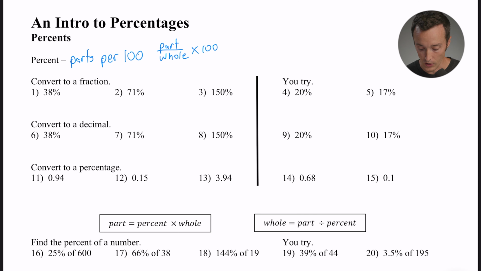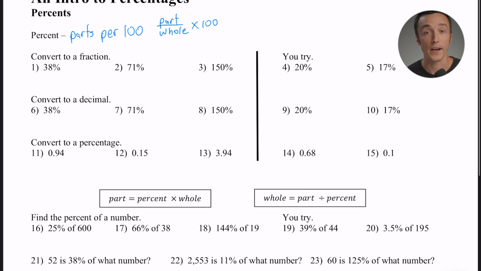So the first thing they could ask you to do is convert it to a fraction. So they'll give you a percentage and they want it as a fraction. Well, this is super easy. All you got to do, like on number 1 where it says 38%, is just put it over 100 because it's parts per 100. So 38 out of 100. Now, in this specific example, that will reduce because both of those are divisible by 2. So I would call that 19 over 50. And that's it. Just put it over 100 and check to see if it reduces.